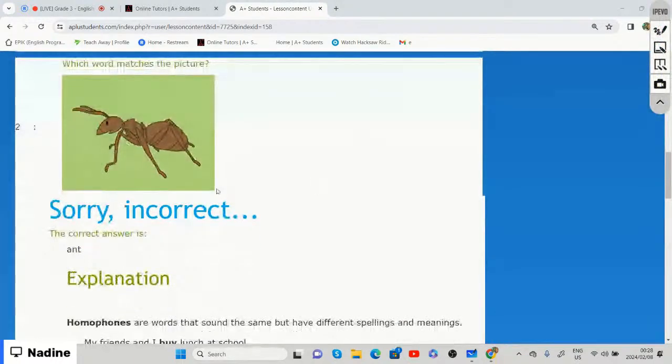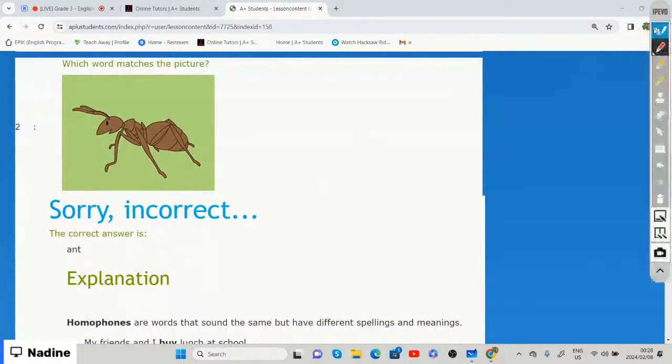And then we have ant, right? If we look at that picture of the ant, that word is spelled A-N-T, right? And not A-U-N-T. Because this word ant is correct, A-N-T, but A-U-N-T is like your mom or dad's sister, which is your aunt.